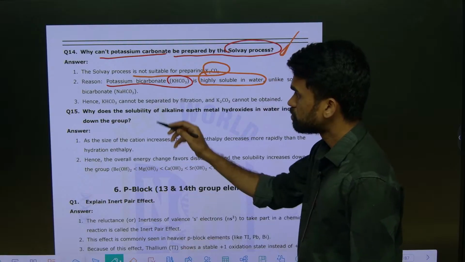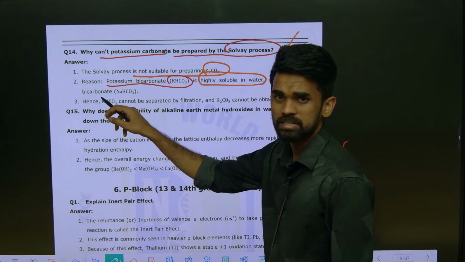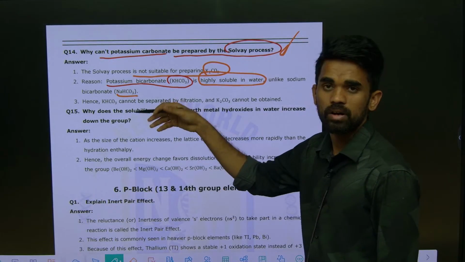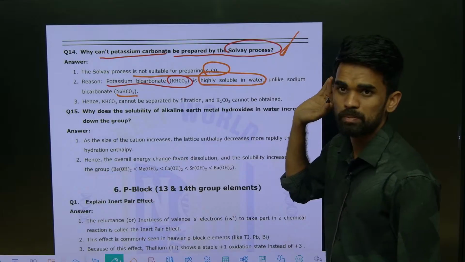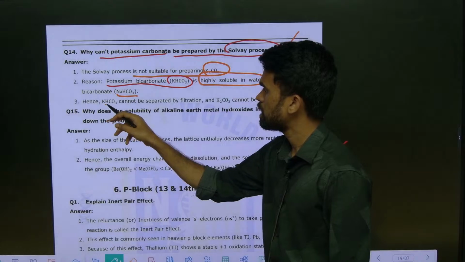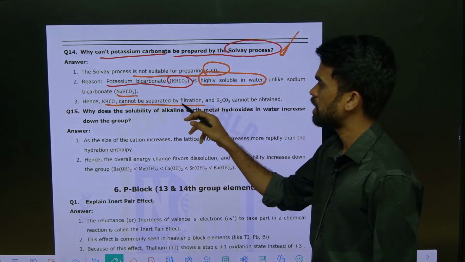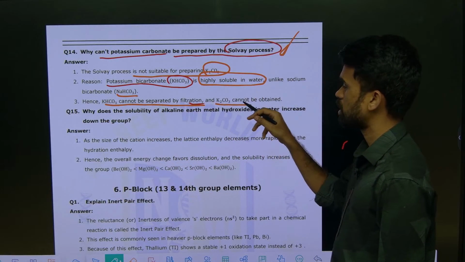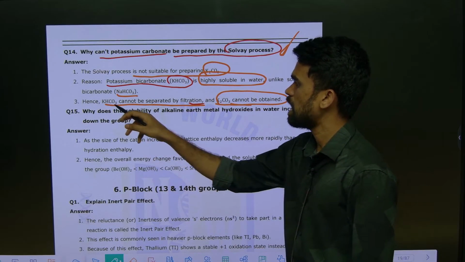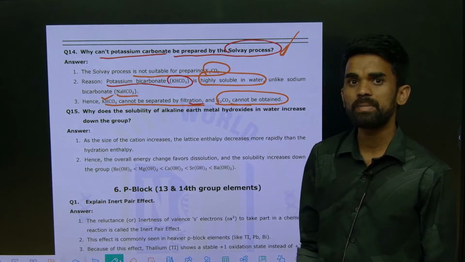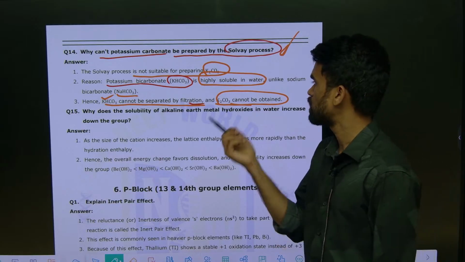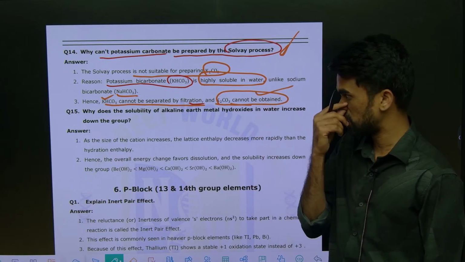Since it is more soluble, we cannot prepare potassium carbonate this way. Whereas NaHCO3 is less soluble, so it is prepared by the Solvay process, but not KHCO3. So KHCO3 cannot be separated by filtration, and K2CO3 cannot be obtained. Since potassium bicarbonate has more solubility, we cannot filter it out, therefore we cannot get K2CO3 from that.